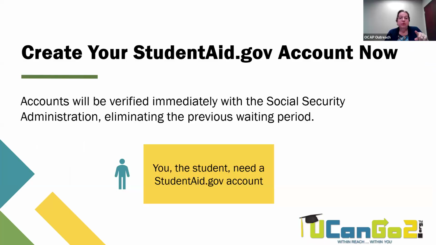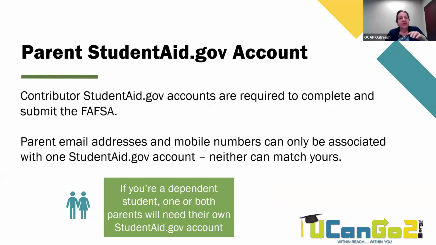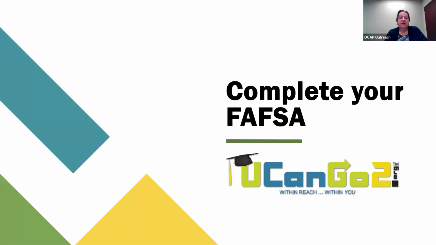All righty. Remember that the accounts should be verified immediately, and the Social Security office will send confirmation that it matched, and then you will not have to wait a long time to get your FAFSA started. Remember that contributors, parents mostly, also need to create their own accounts, and their email addresses and their phone numbers cannot be associated with any other account but their own. It's a unique signature.